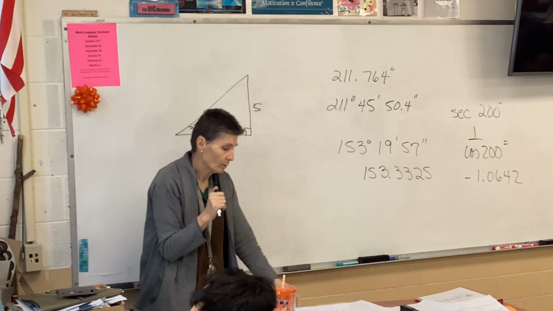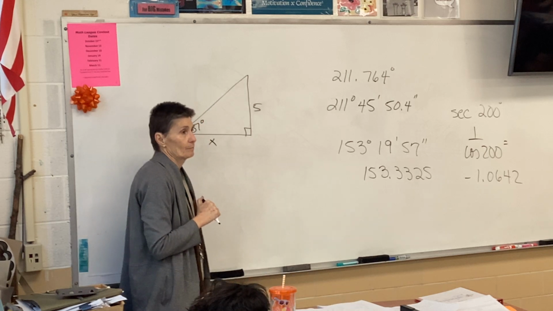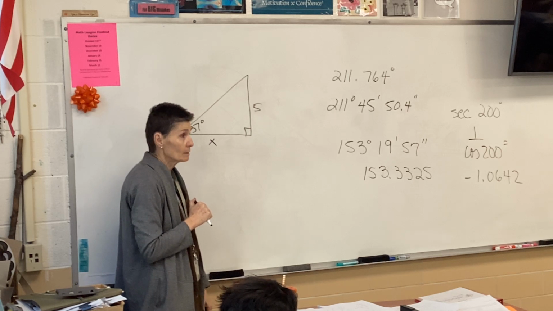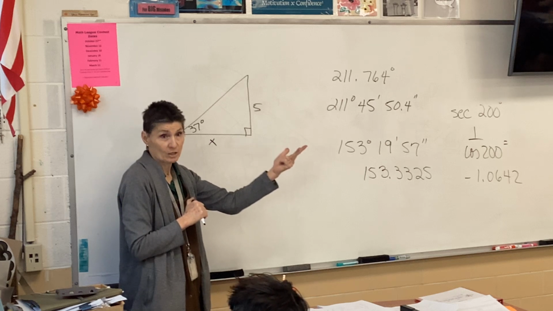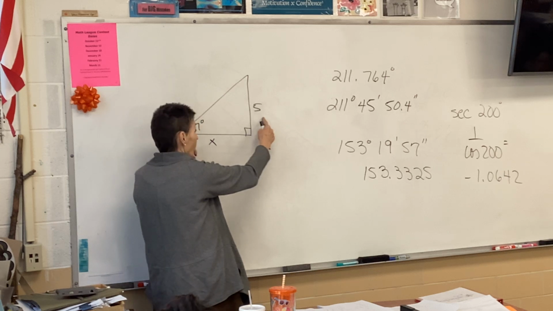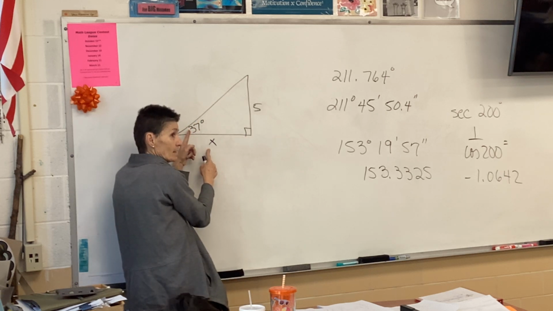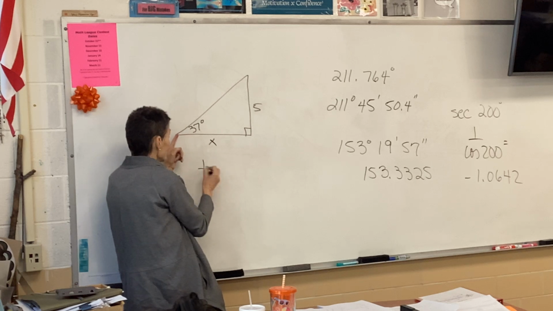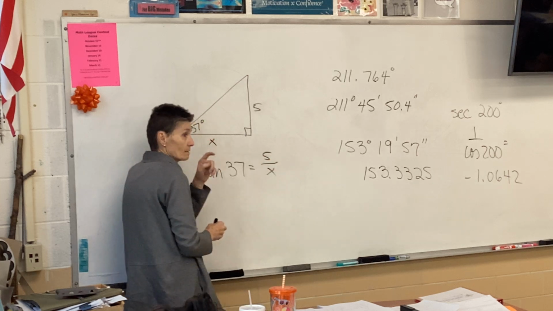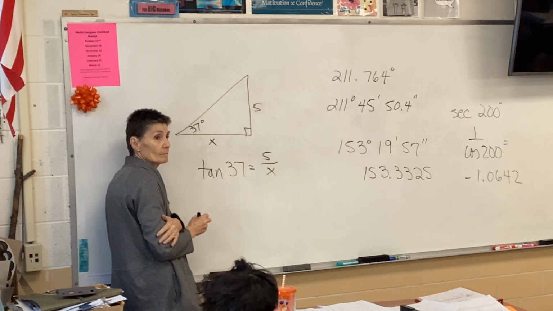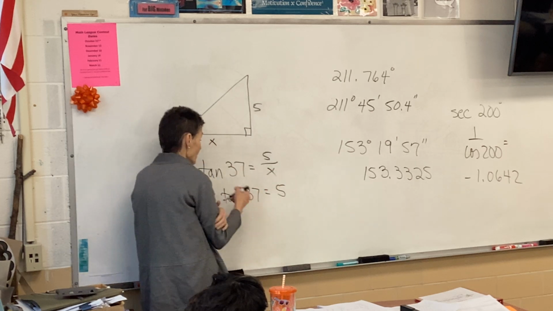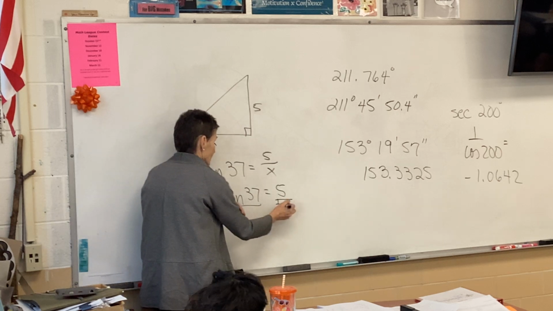So what do I figure out? What do I think about? I'm going to write an equation. The equation's going to be sine, cosine, or tangent. Tangent. So I'm going to figure out, here's my angle. Which side is this? Opposite. Which side is this? Adjacent. That means tangent. So tangent 37 equals 5 over x. And then I'll multiply to get rid of my denominator. And then this one I have to divide by tangent 37.